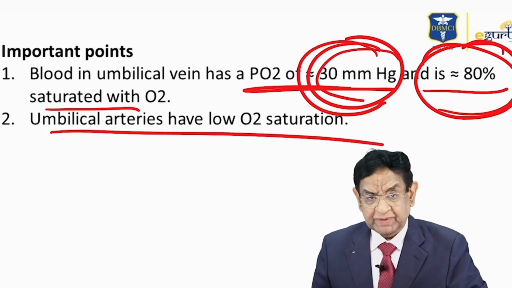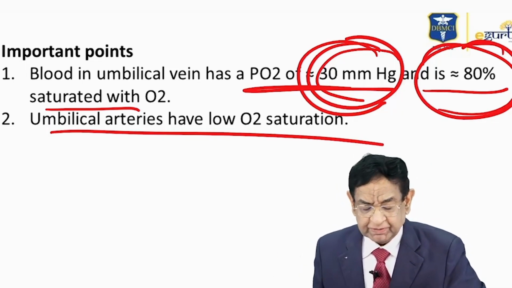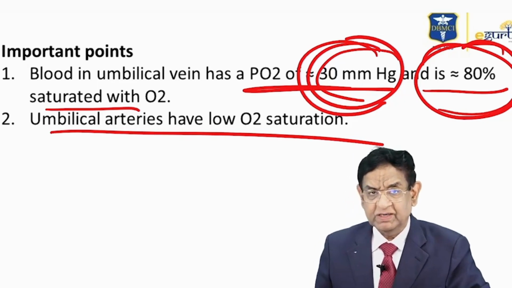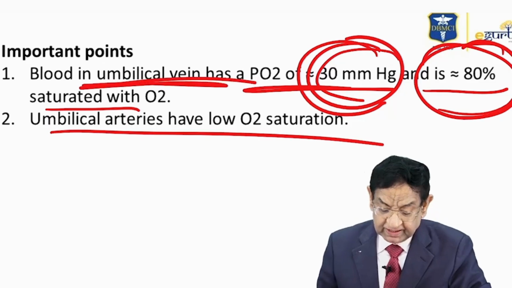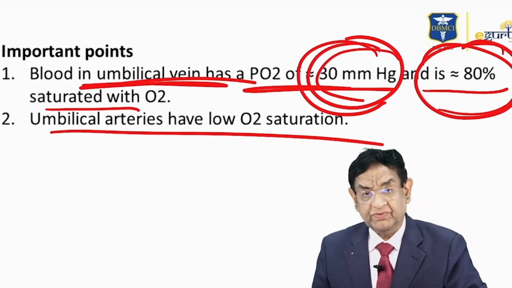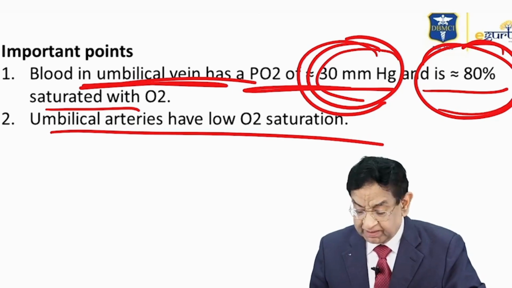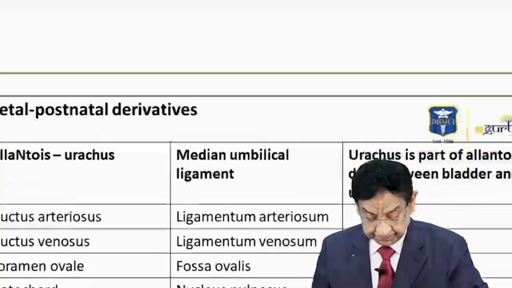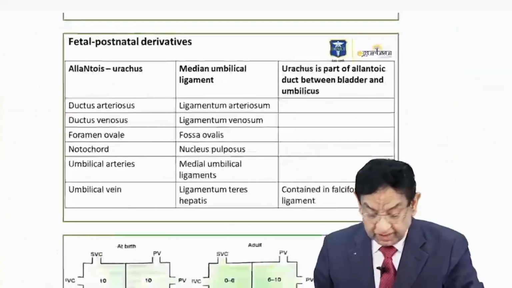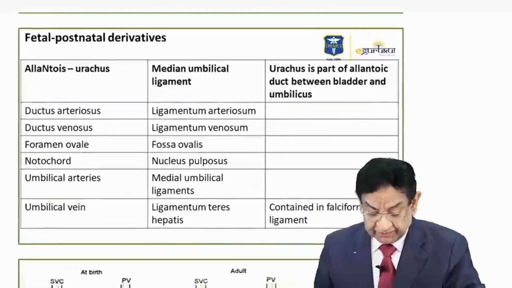And now you know the meaning of what I talked about in the previous slide: the umbilical vein has a lot more oxygen. Now the 30 millimeters of mercury and 80%. Well, so now we have seen what happens after birth.